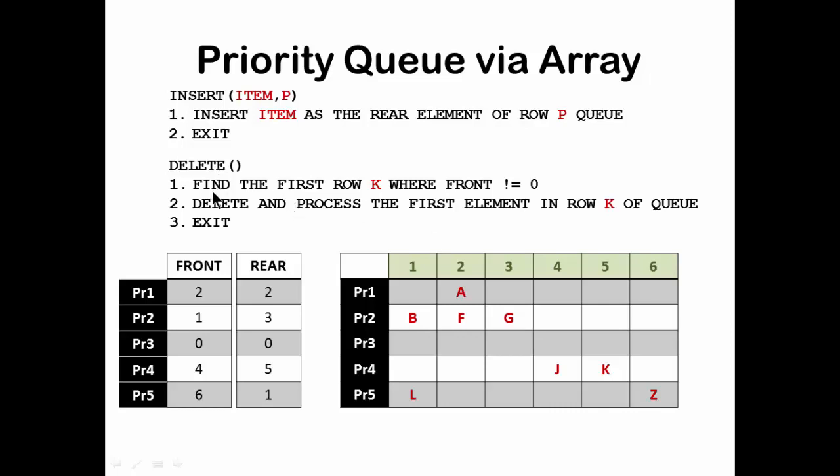So the deletion would be that find the first row where front is not equal to 0, meaning find the first row where you have got an element. Delete and process the first element. So you have found the row, and suppose the row number is K where there is an element, you go to that row and delete the element from there.